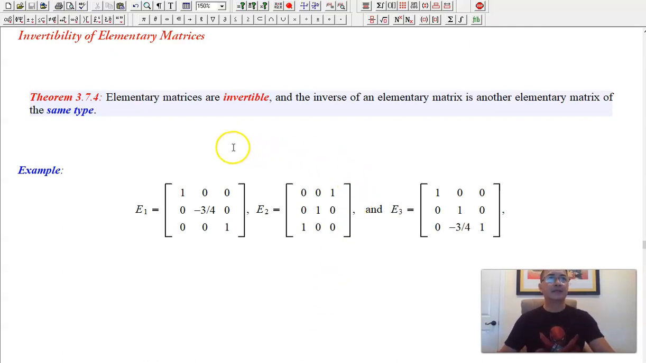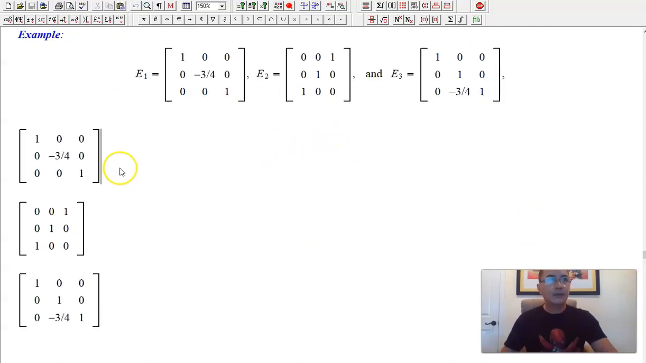Okay, so this theorem says that elementary matrices are invertible, and the inverse of an elementary matrix is another elementary matrix, and it is of the same type. So the inverse of a scale also has to be a scale. Inverse of a switch has to be a switch. Inverse of a sum has to be a sum. All right, so here are the 3 elementary matrices. We're going to look for their inverses.